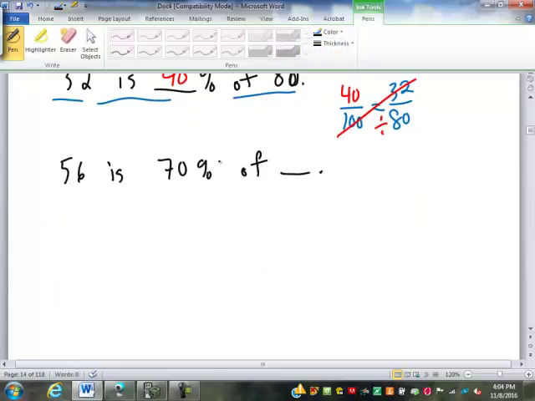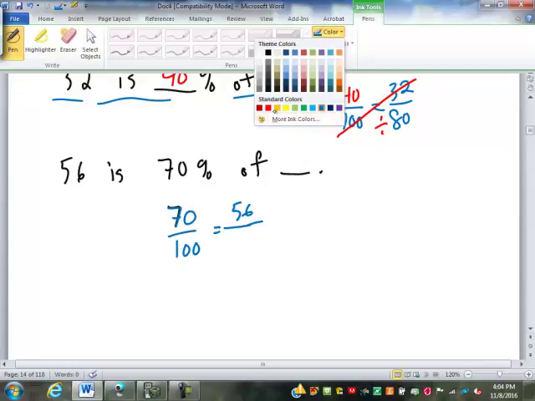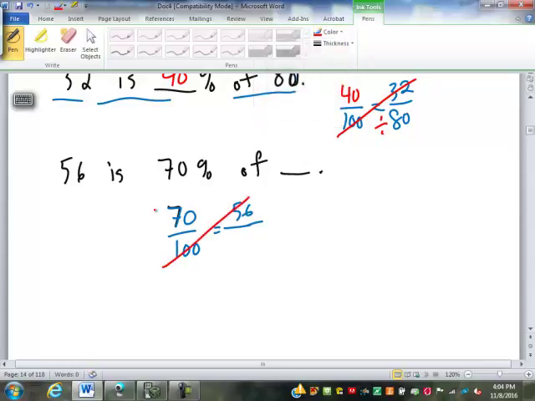And here, we have the 70%. So I'll put that 70 over 100. What goes on the other side? 56 is on top. So you cross multiply. 100 times 56 divided by 70 is 80. 56 is 70% of 80. Any questions? Okay.